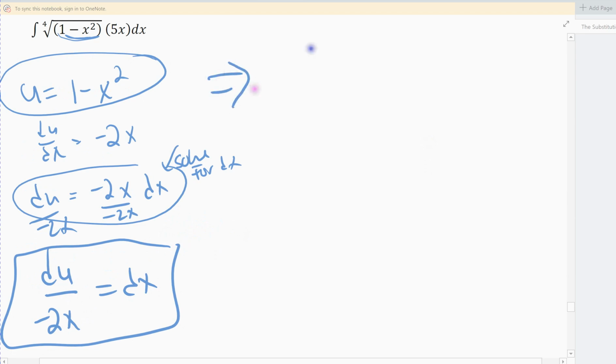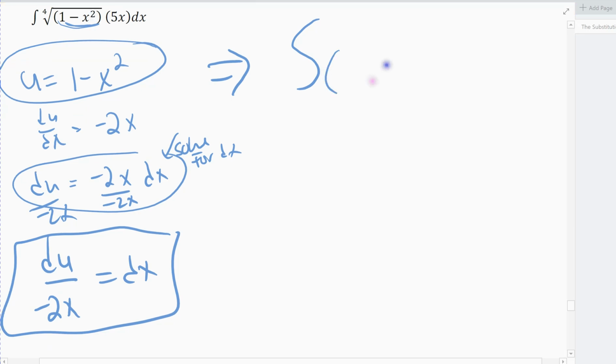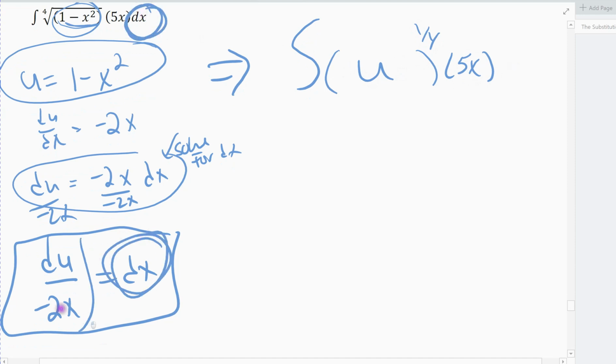Alright, so I'm going to do my substitution. Now, when I do my substitution, I am also going to rewrite my 4th degree function as the fraction 1/4, right? 4th root is the fraction 1/4. Replace this inside with u, so that gets replaced with u. I still have a 5x because I didn't do anything with the 5x because all I'm replacing is the dx, right? Dx is getting replaced with du over negative 2x. So du divided by negative 2x.